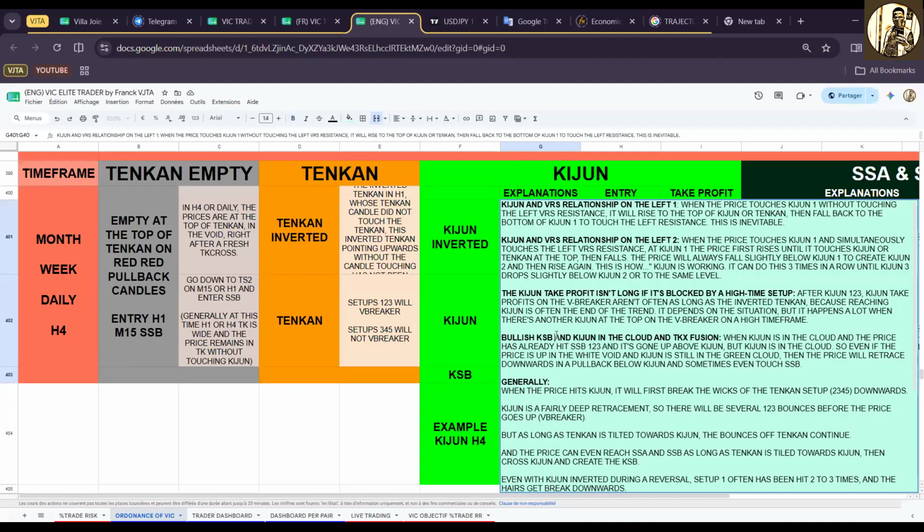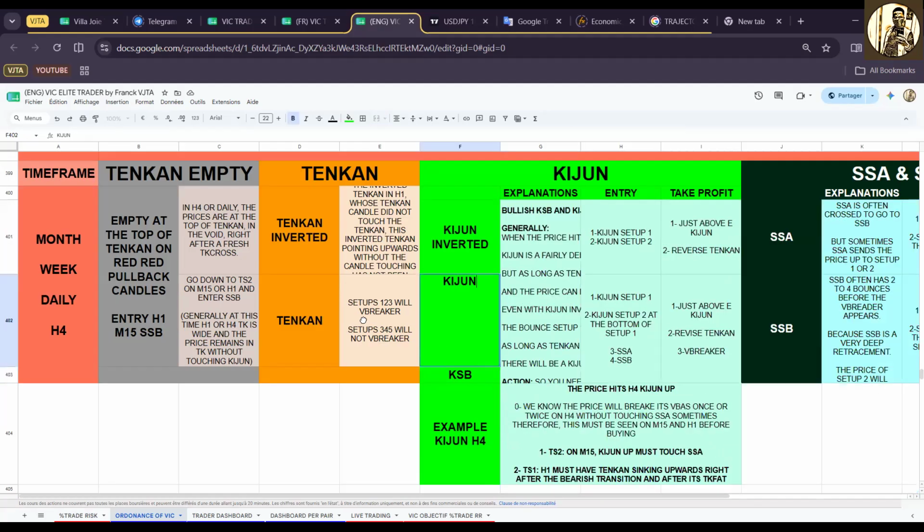So, bullish KSB and Kijun in the cloud and TK fusion. When Kijun is in the cloud and the price has already hit SSB 1, 2, 3 times, it's gone up above Kijun, but Kijun is in the cloud. So even if the price is up in the white void and Kijun is still inside the green cloud, then the price will retrace down in a pullback below Kijun, and sometimes even touch SSB.